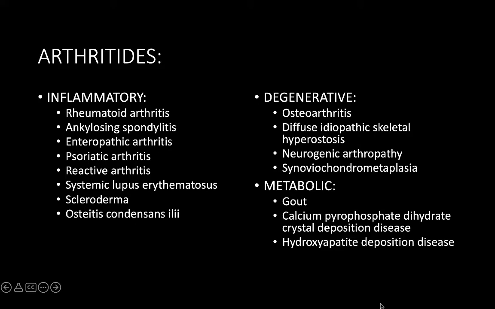So I just wanted to introduce the general categories of arthritis. There's three major divisions, one being inflammatory types of arthritis, second degenerative types of arthritis, and then metabolic types of arthritis, with examples beneath. There are some general patterns of involvement that we see with these subgroupings.